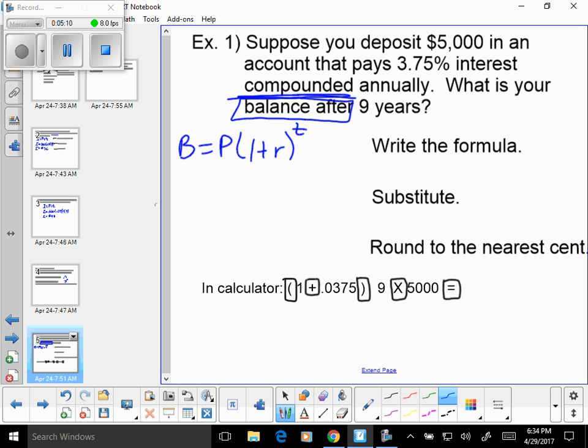Now I'm going to do the substituting. Okay, I'm going to find the balance. My principal is $5,000. 1 plus 0.0375. Yes, this is where you have to go back to being able to get from a percent to a decimal. That's why it's so important to really learn how to do that. You move the decimal point 2 places to your left, and we're going to go to the 9th power for 9 years. Now there's a couple of different ways to do this.